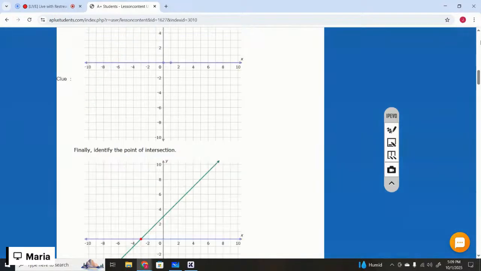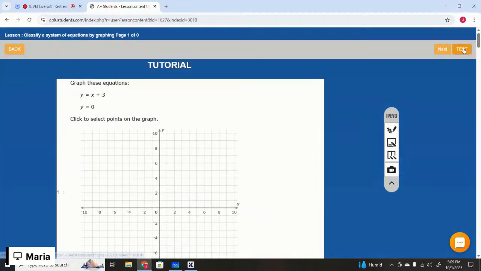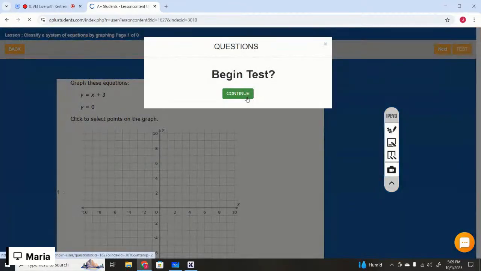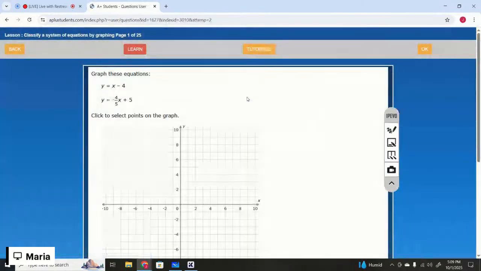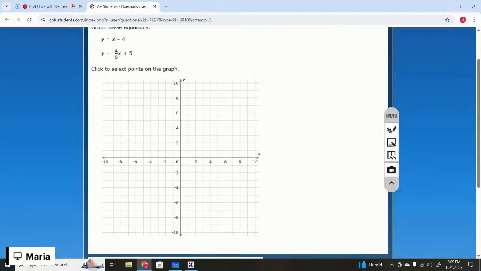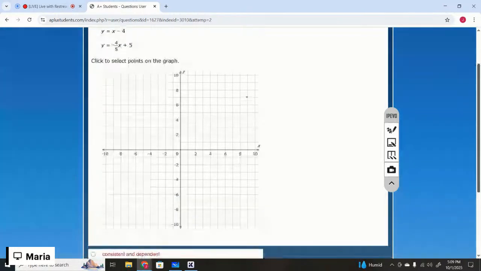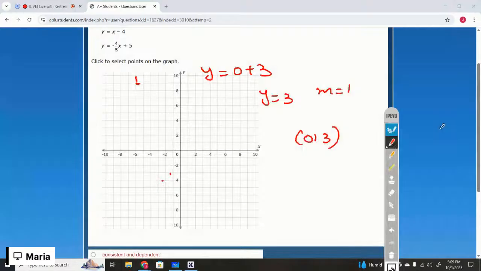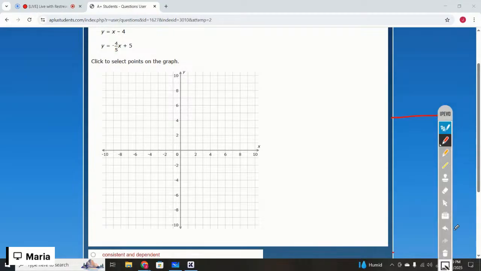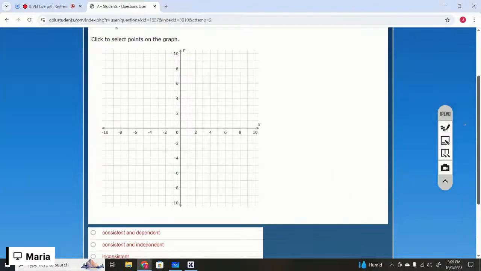Let's just start with the test questions. Graph these equations: y equals x minus 4 and y equals negative 4 over 5 x plus 5. So start with the first equation, that is y equals x minus 4. Let me write down both the equations, then we'll start. Okay, y equals x minus 4 and y equals negative 4 over 5 x plus 5.